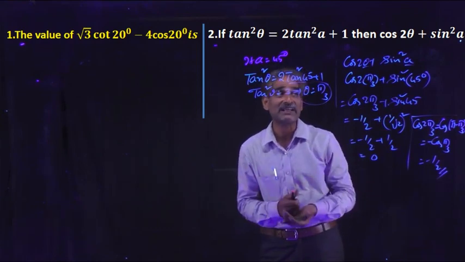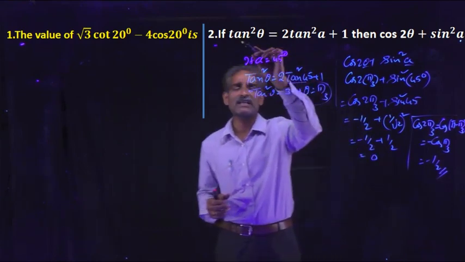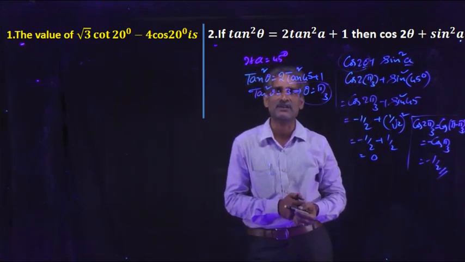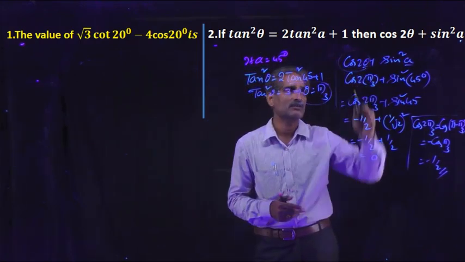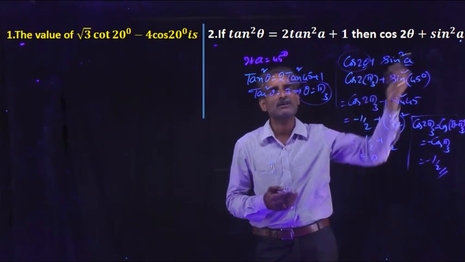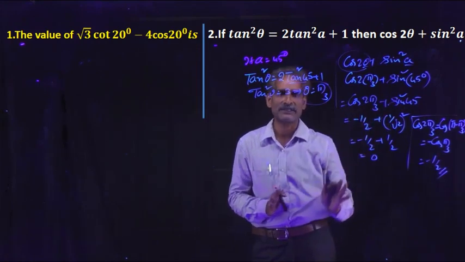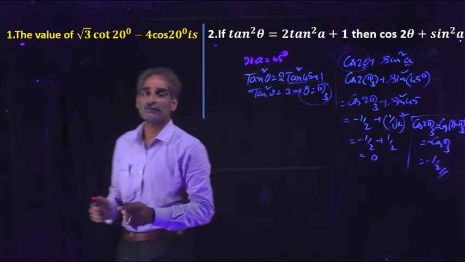So what is the direct method? Just simply, here we have tan square theta value in terms of a. Write down the formula for cos 2 theta in terms of tan theta, then substitute this. You will get an expression in terms of a, they will get cancelled, then we will get 0 as the answer. Okay, this is the second problem. Now come to the first problem.